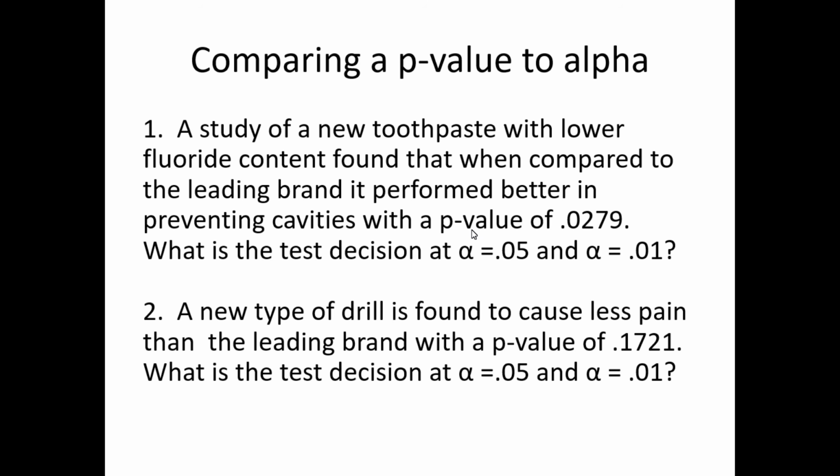In both cases here, the p-value 0.1721 is greater than the alpha. When the p-value is greater than the alpha, we fail to reject. So we have not found statistical evidence that the new type of drill causes less pain, even though this test shows that we're 82% sure it causes less pain. We need to be 95 or 99% sure based on our alpha choices. So if we're only 83% sure and we need to be 95 or 99, we're not sure enough to publish. We can't say based on this p-value that we definitely think this new drill is better than the old drill.